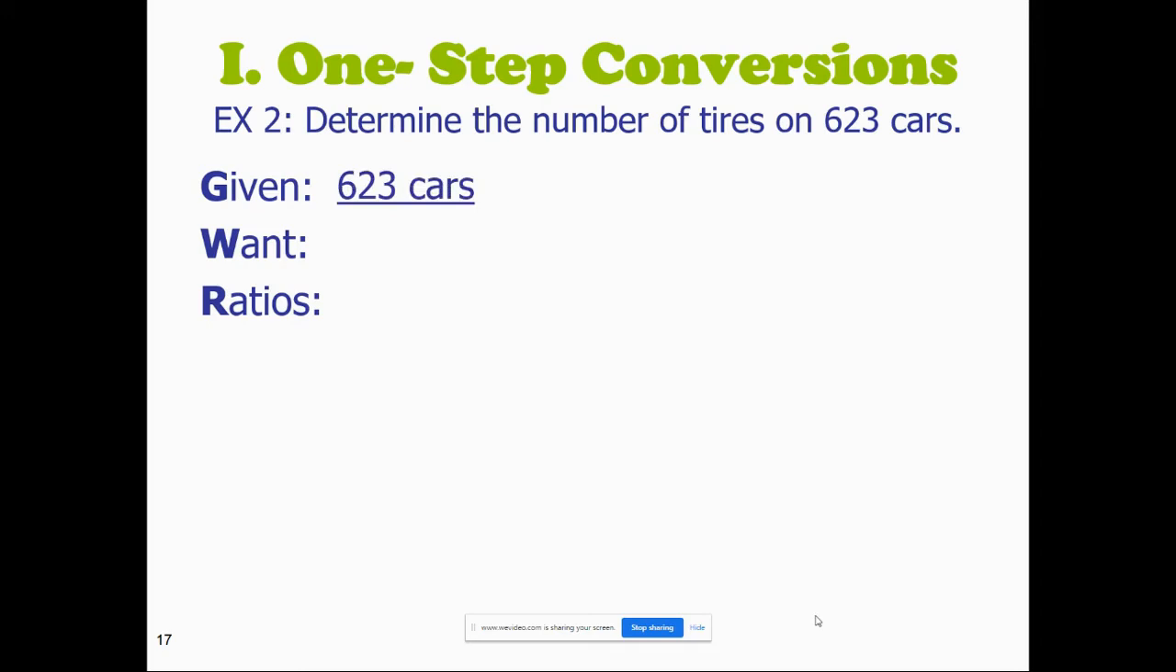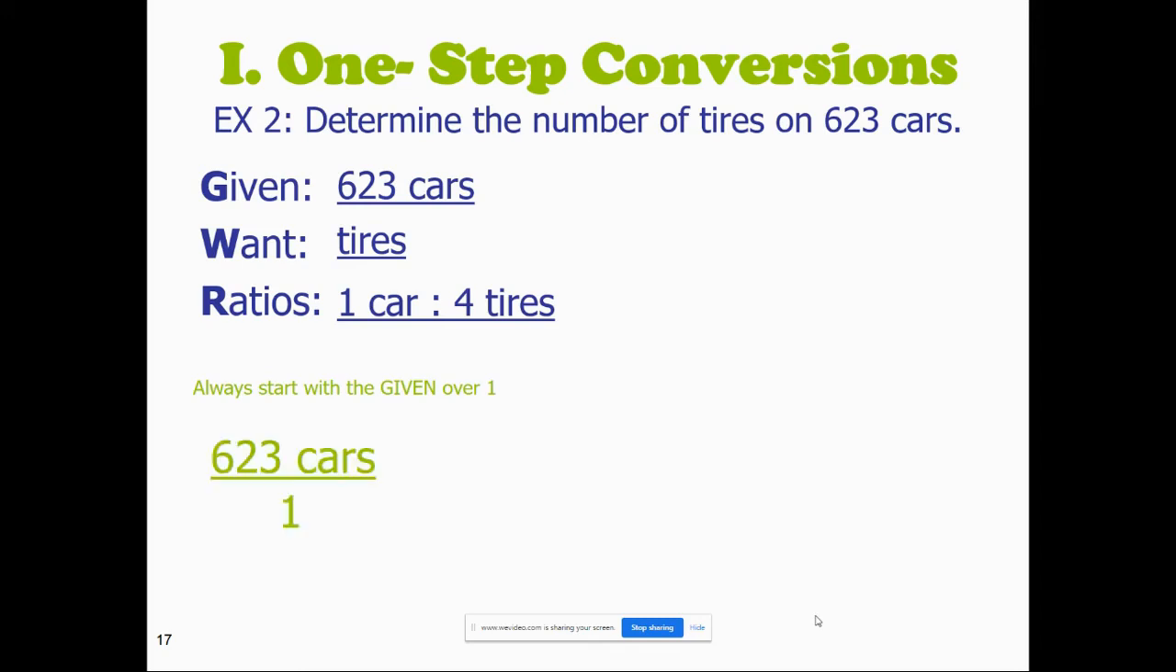So we know 623, that is given. That's how many cars we have. What do we want? How many tires do we have? What is our ratio? One car has 4 tires. One car equals 4 tires. So if we were to solve this using dimensional analysis, we'd put our given over 1, and then we want cars to cancel out. So we're going to put cars on the bottom and tires on the top. When you do that, your cars cancel out.